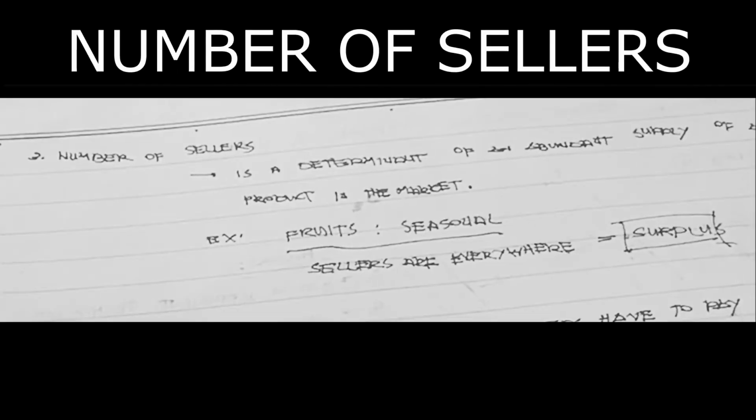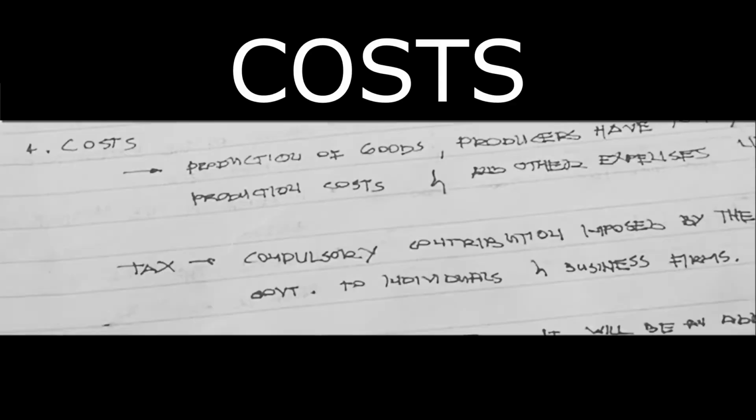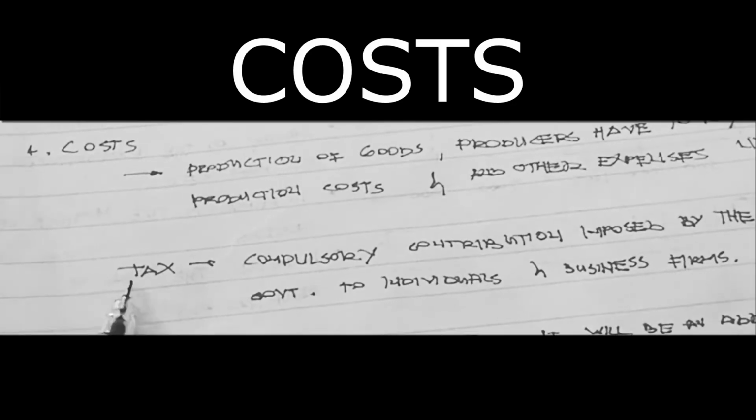The number of sellers is a determinant of the abundant supply of a product in the market. If the product is in season like fruits, sellers of this kind of fruits are everywhere, so there is a surplus in the supply of that particular product. If there is a new product, many sellers want to offer it. Okay? Then next is cost.